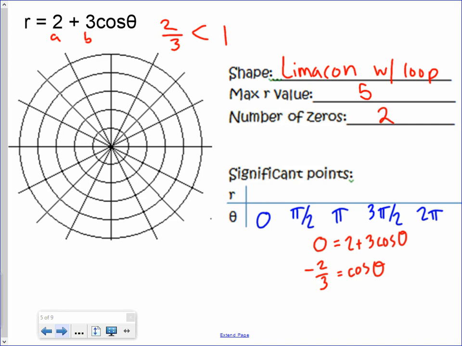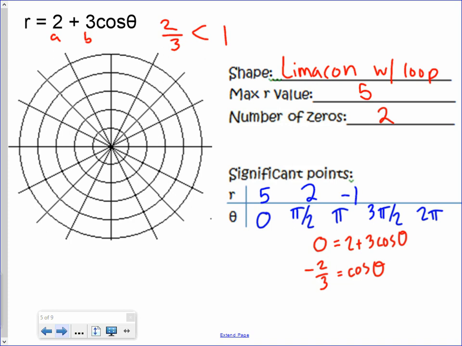Let's start with 0. 2 plus 3 times the cosine of 0. What is the cosine of 0? 1. So that's 2 plus 3 times 1, or 5. Okay, there's my max R value. Put pi over 2 in. 2 plus 3 times cosine pi over 2. What's the cosine of pi over 2? 0, so then it's just 2. Pi. Cosine's value is negative 1 because you're going to the left. So we're doing 2 plus 3 times negative 1, or 2 minus 3, which is negative 1.